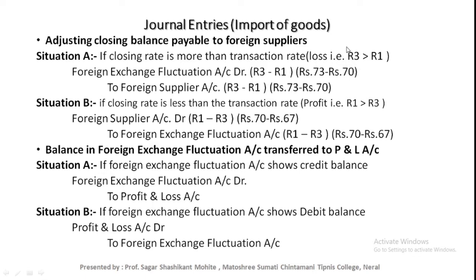and closing rate is R3. If the closing rate is more than the R1, at that time there will be loss, because we will need to pay more amount on the future date, because closing rate is more than the base rate. Okay, at that time journal entry will be foreign exchange fluctuation account debit, that is R3 minus R1. If R3 is rupees 73, at that time entry will be passed for rupees 3 for outstanding amount, to foreign supplier account rupees 3.